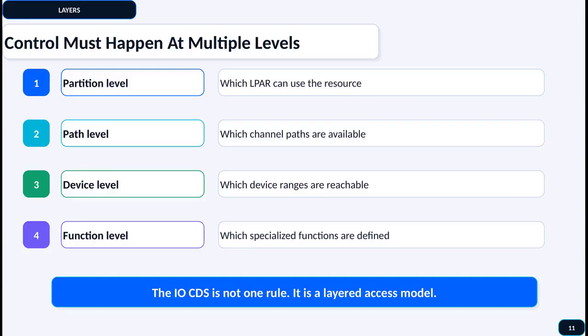The IOCDS does not solve the access problem with one simple switch. It defines the environment at several levels. First, it helps describe the logical partitions. Then it describes channel paths. Then it describes control units and devices. It can also define specialized functions. This is like planning a secure campus. You do not only decide who can enter the campus, you also decide which building, which floor, which room, and which equipment someone can use. The layered model makes the environment flexible without becoming uncontrolled.